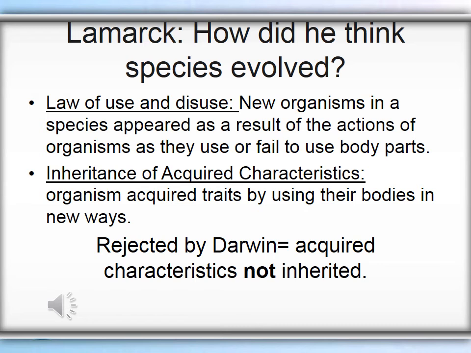So inheritance of acquired characteristics was that organisms, after they got longer and longer necks, had babies and their babies even had longer necks. By using their bodies in new ways, he thought that basically you use something, it gets bigger, and then after some time your kids have that bigger trait. Darwin rejected this. He looked around the world and saw giraffes and elephants and little birds and trees and humans and noticed that this was not true. He rejected it because there was absolutely no evidence supporting this in nature.